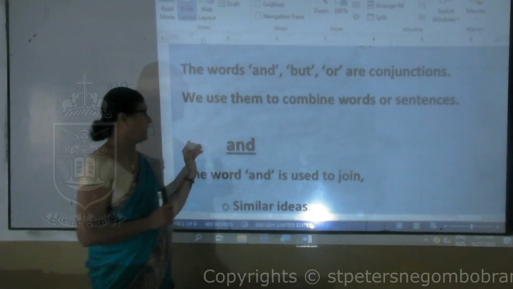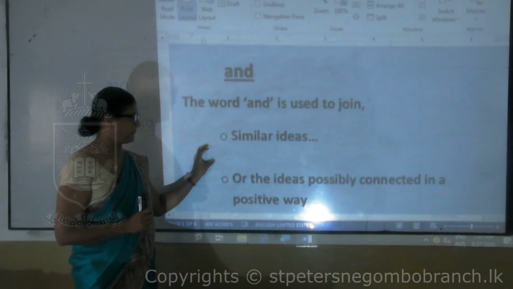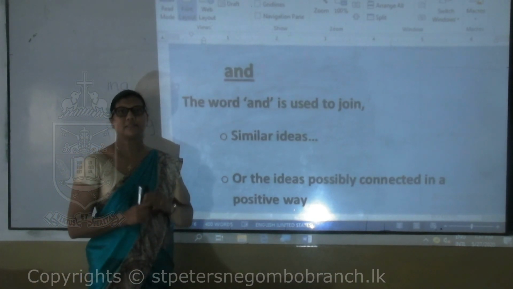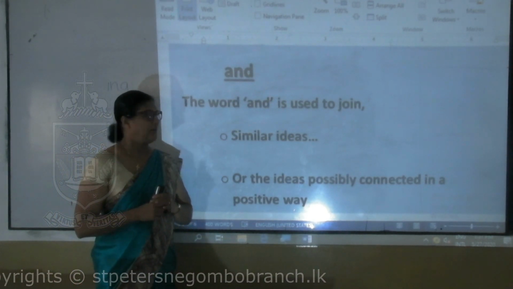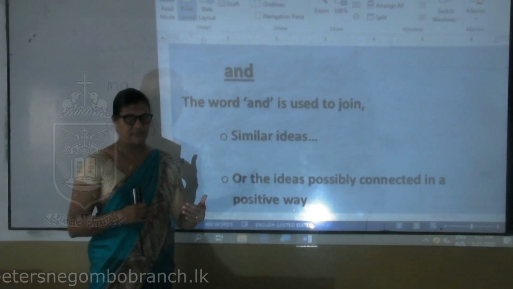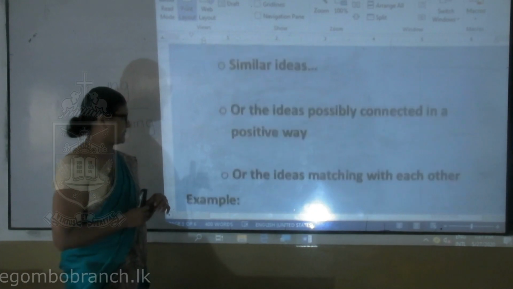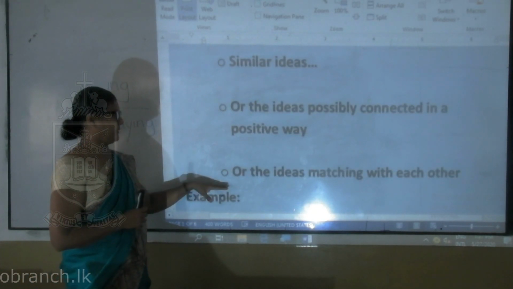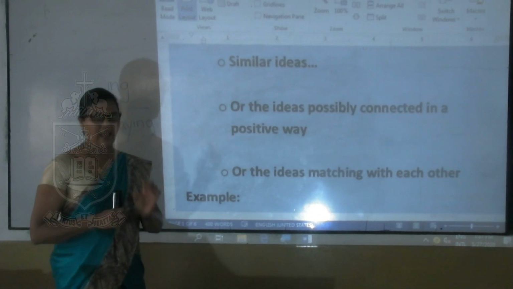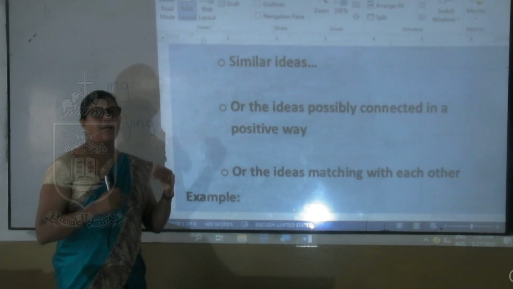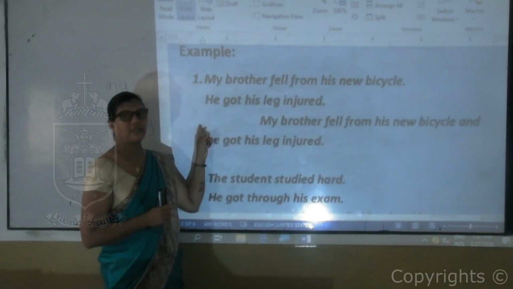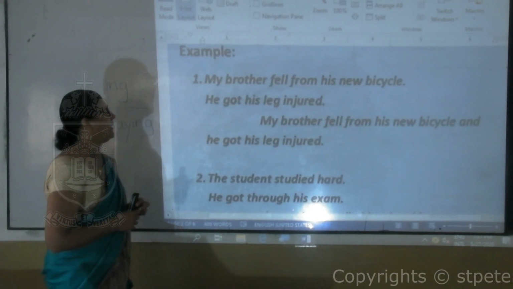Let's take the first one, and. This word is used to join similar ideas. The ideas which are connected with each other positively. Like this. Here, the ideas are matching with each other. We use the word and for ideas matching with each other. Let's see these examples, then you will understand clearly.